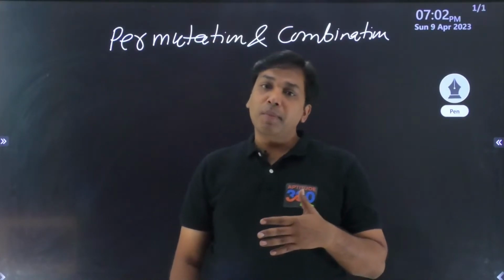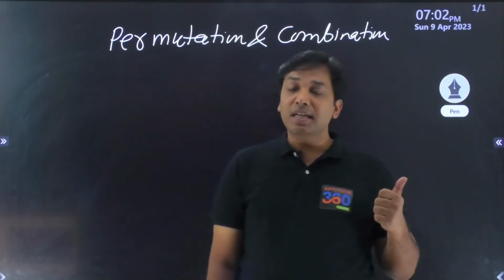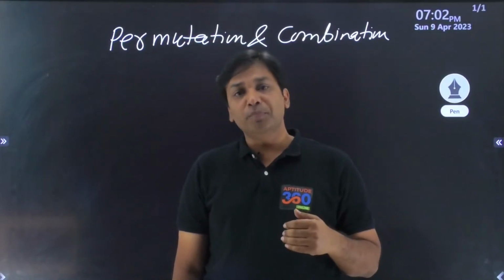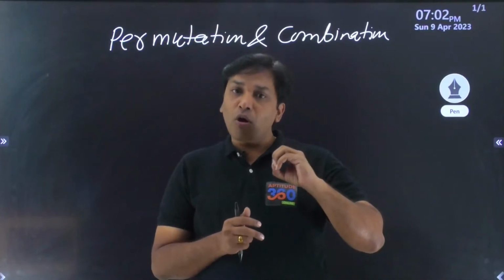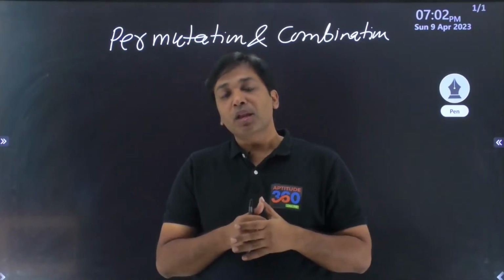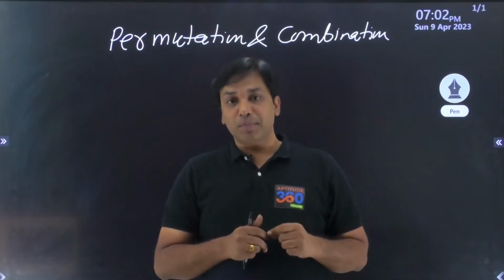Now, if you remember, in class number 16, which was done on the previous Sunday, we were talking about permutation and combination, and we started with the theory of permutation, isn't it? We talked in detail about the rule of addition and subtraction, and what kind of questions you get from the rule of addition and subtraction, right?